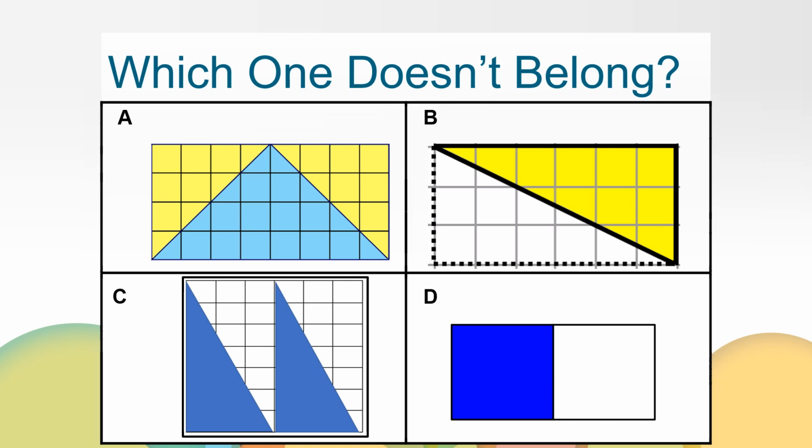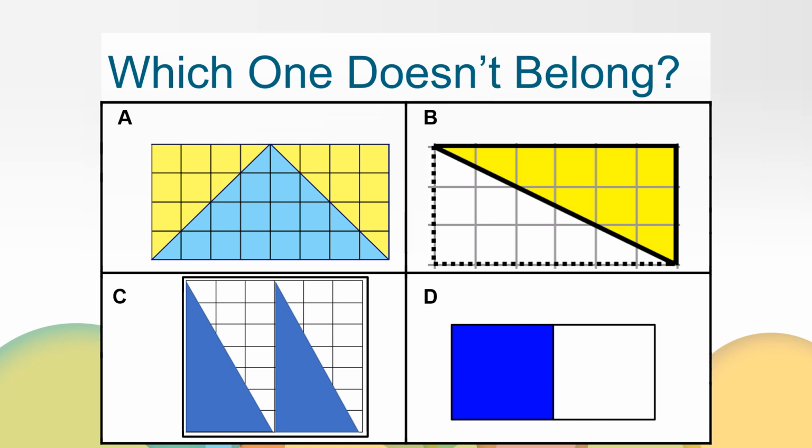You might be thinking, I don't think D belongs because half was created by drawing a line down the middle to create two rectangles. I don't see the halves as triangles. You might have thought B doesn't belong because it's the only shape with one diagonal. Or you might have thought shape A doesn't belong because the triangle is in the middle of the rectangle. You may be wondering if the blue triangle is half of the entire rectangle.